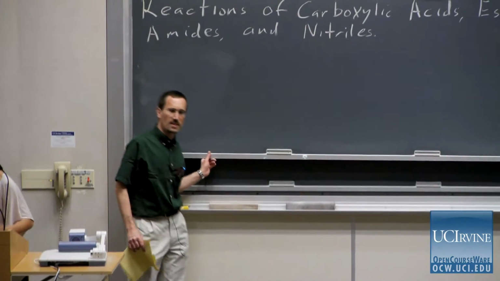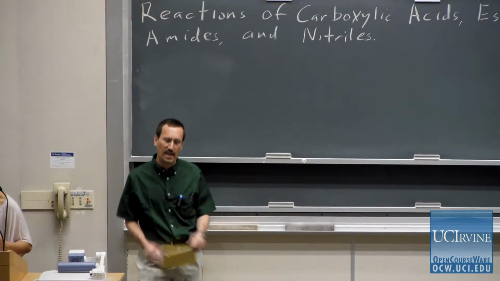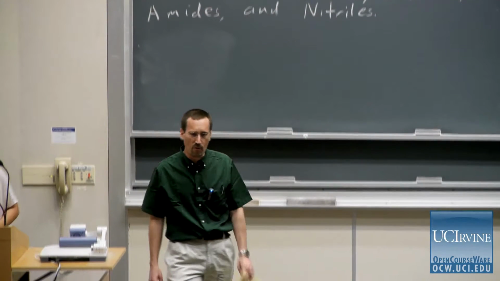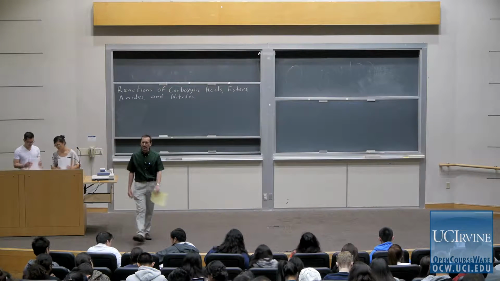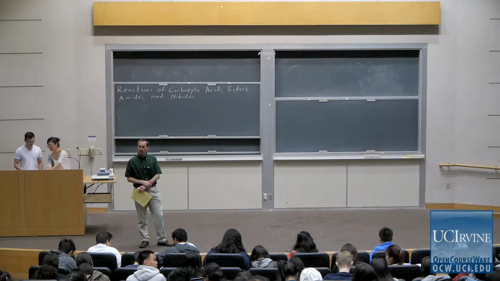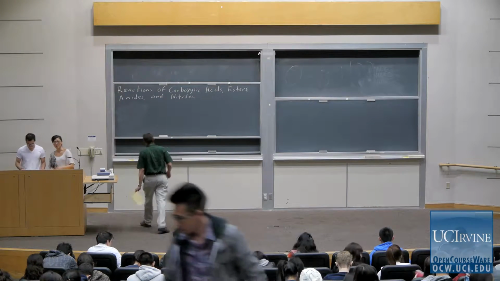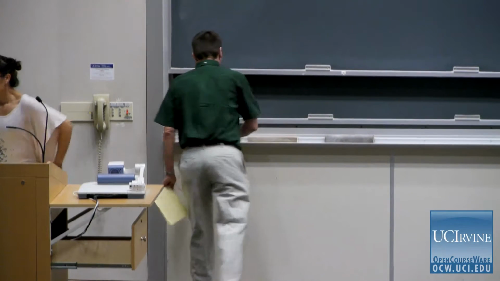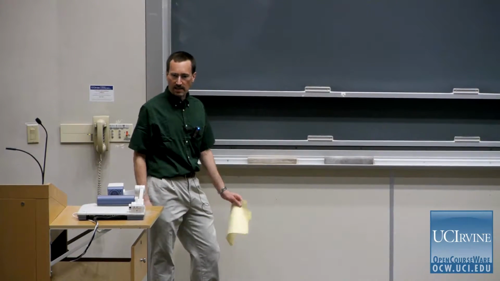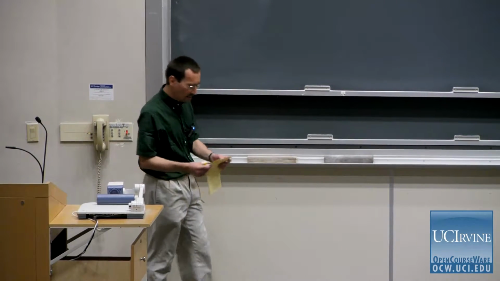We'll talk about some of the chemistry of carboxylic acids that we haven't seen before. We'll talk about the chemistry of esters, and we'll talk about amides and nitriles. And these are all less reactive than acid chlorides and anhydrides.